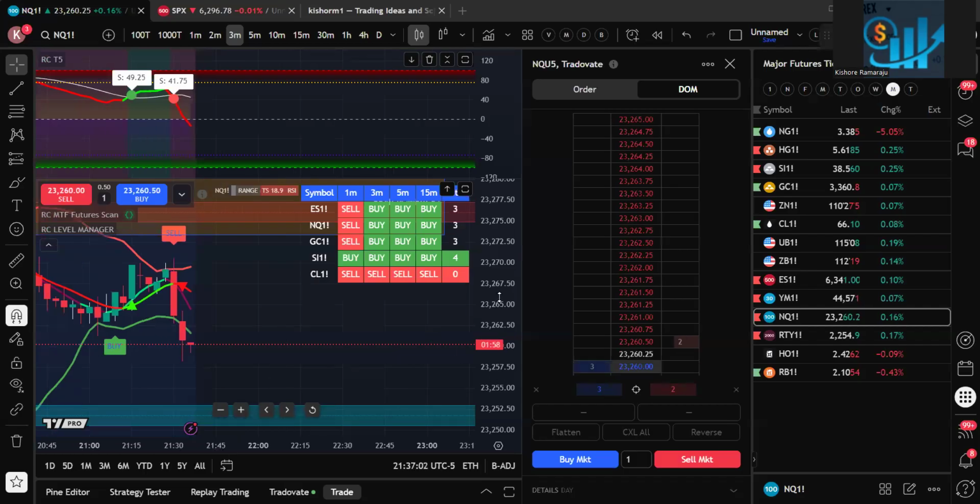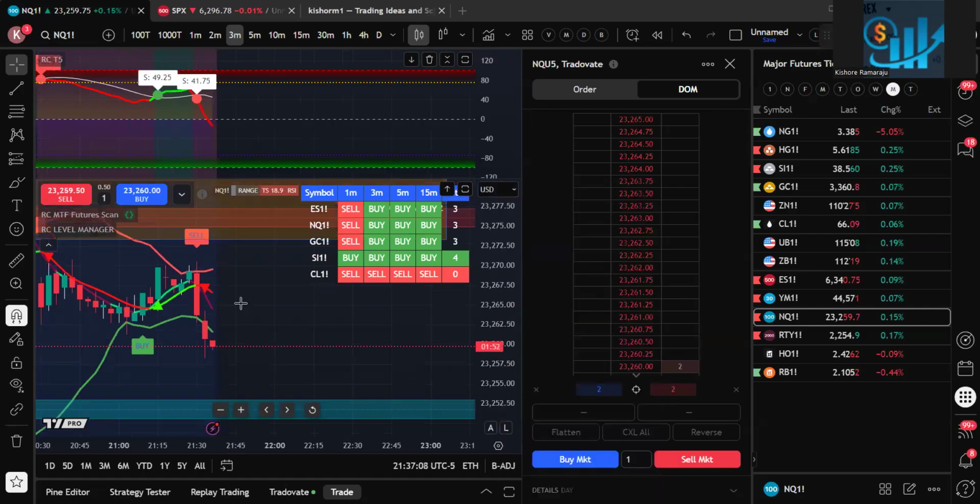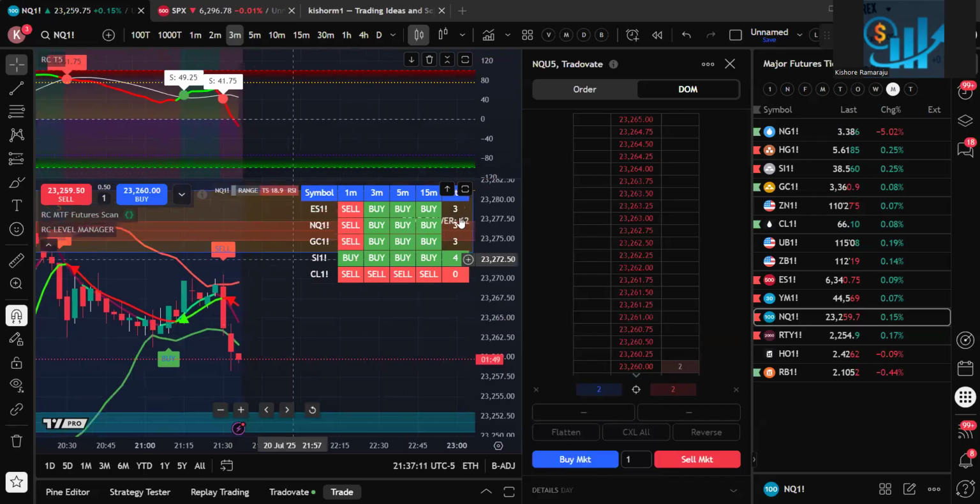And see the performance. If I add this code to the futures level, what will the performance be? If the performance is good, I'll add it to the futures level.